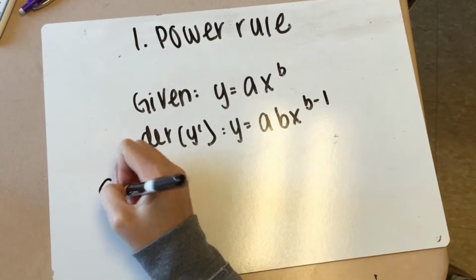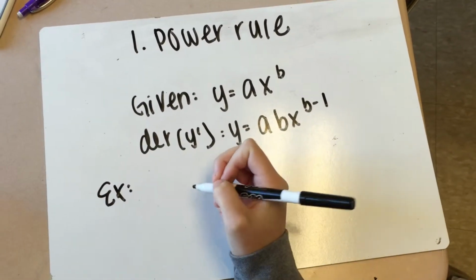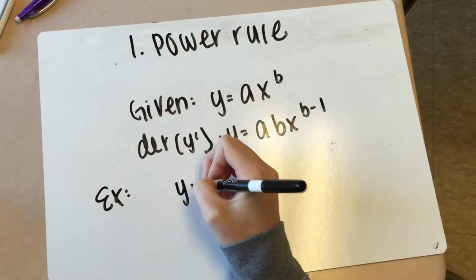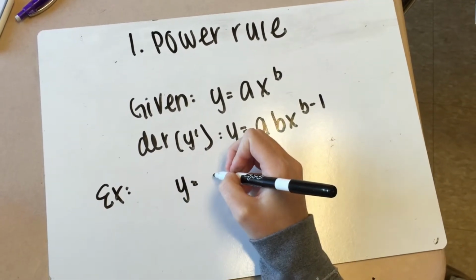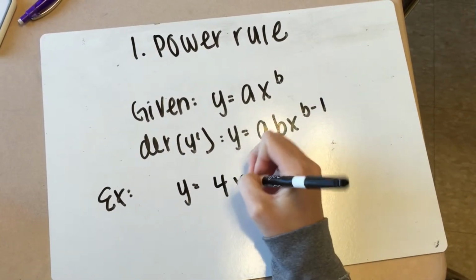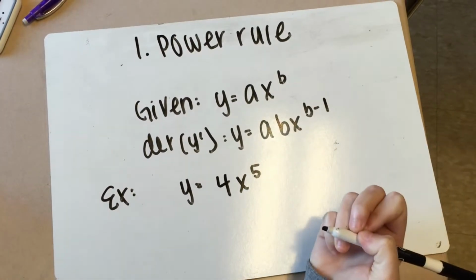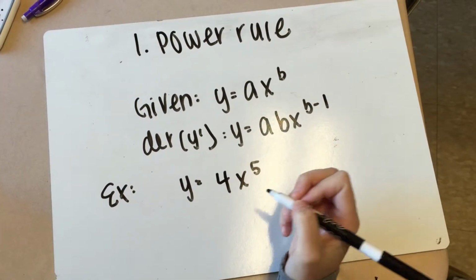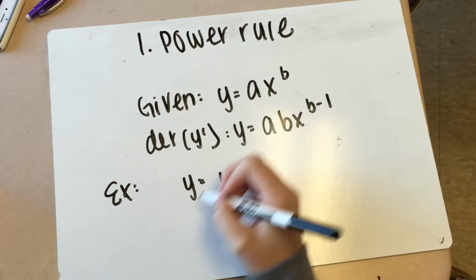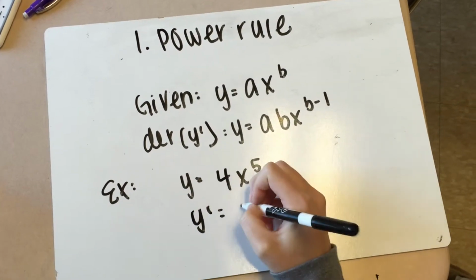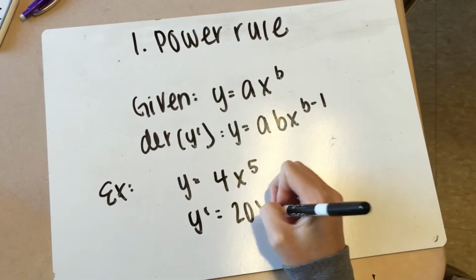Let's do an example. y equals 4x to the 5th power. Using the power rule, we can derive this to get y prime equals 20x to the 4th power.